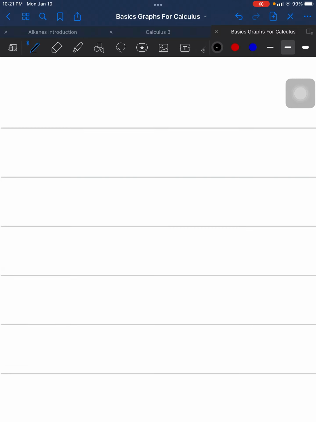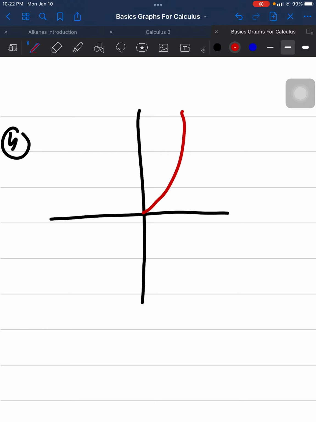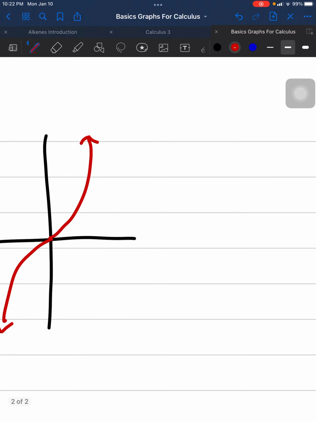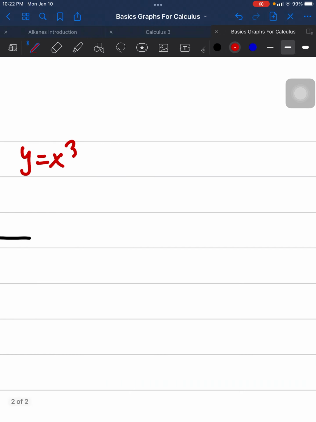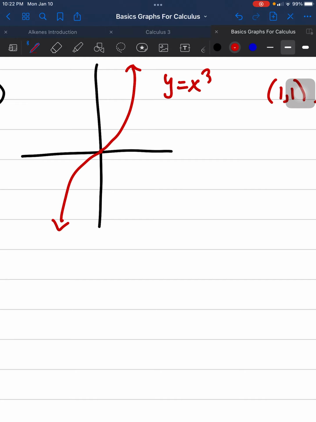Now, the fourth basic graph is y equals x cubed, and it looks like this. And its critical points are 1, 1, 0, 0, and negative 1, negative 1. And you just gotta remember, it has the same critical points as the linear graph, but in y equals x cubed, there's this slight curve that you should take into account.